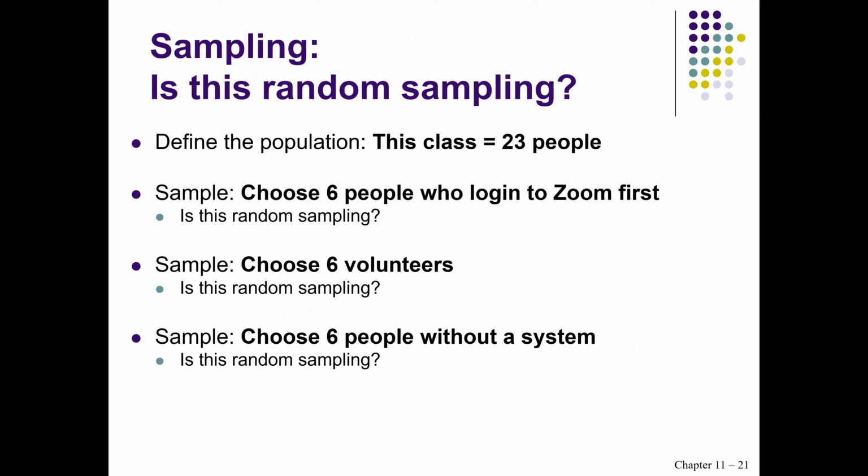So we have a class of 23 people this summer. If we choose as our sample the first 6 people who log into Zoom, okay, and we make those 6 people our sample, is that a random sample? Is that a probability sample? And you should be able to explain why or why not. The next example is, what if we just ask for volunteers?